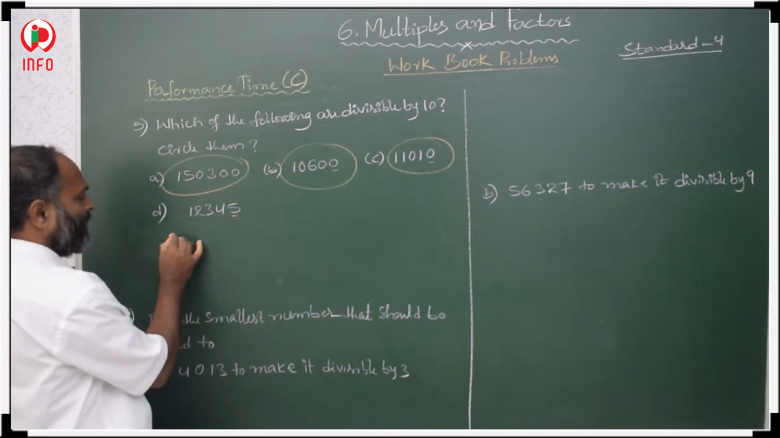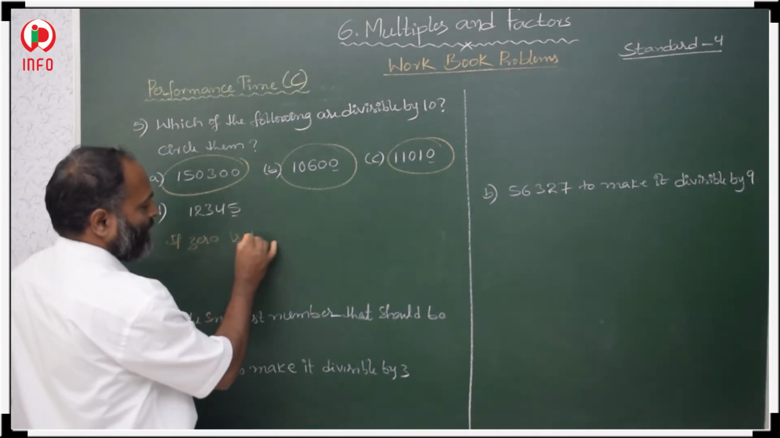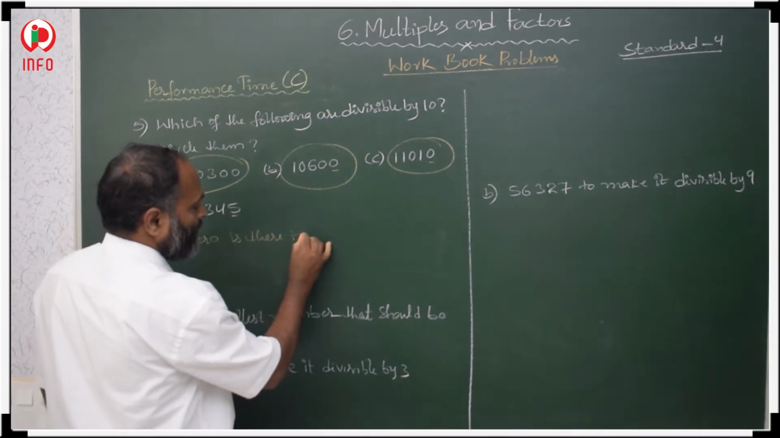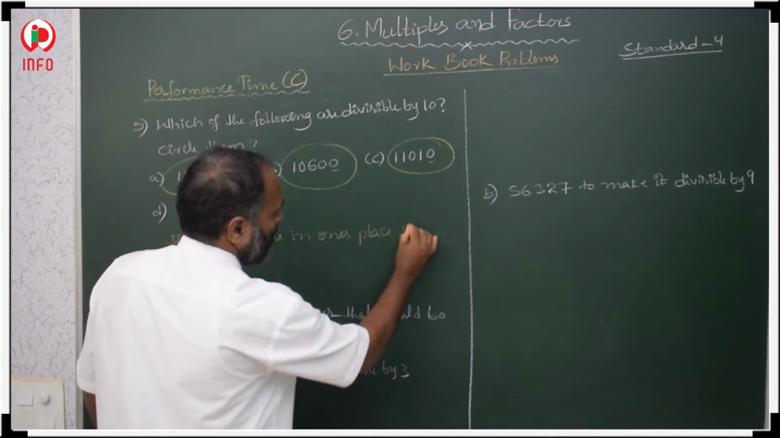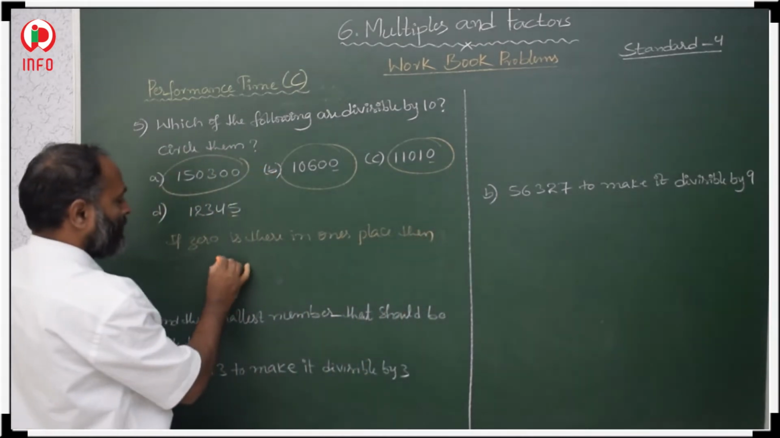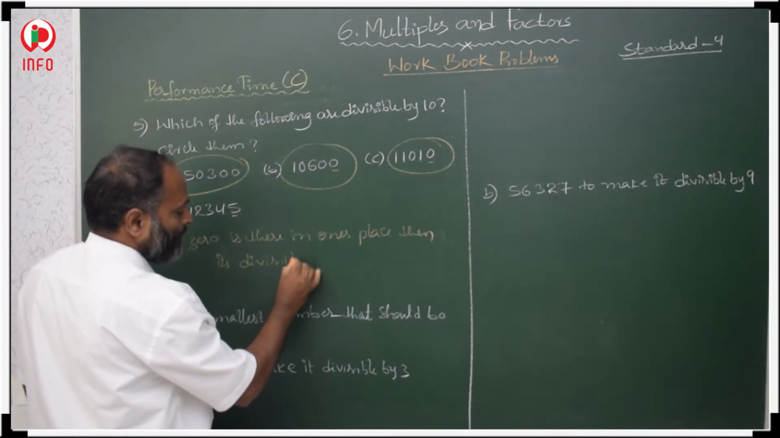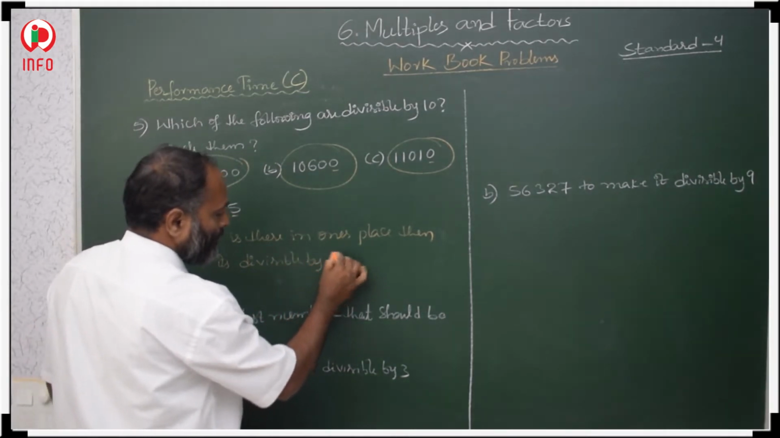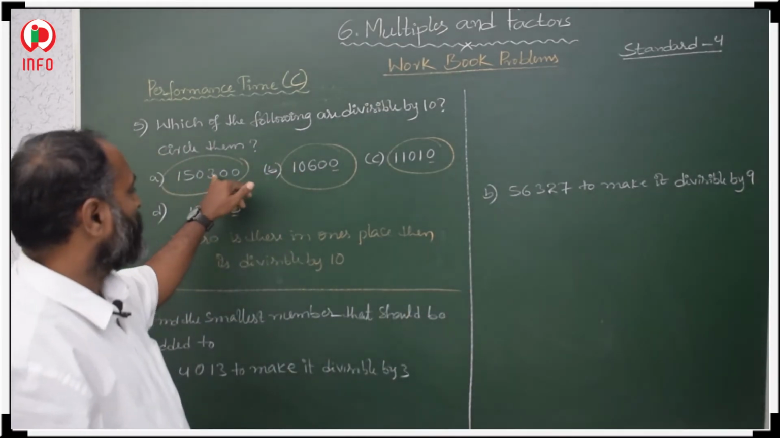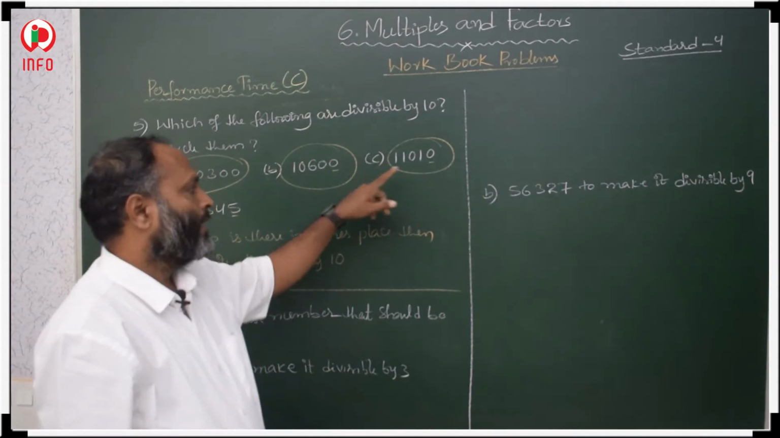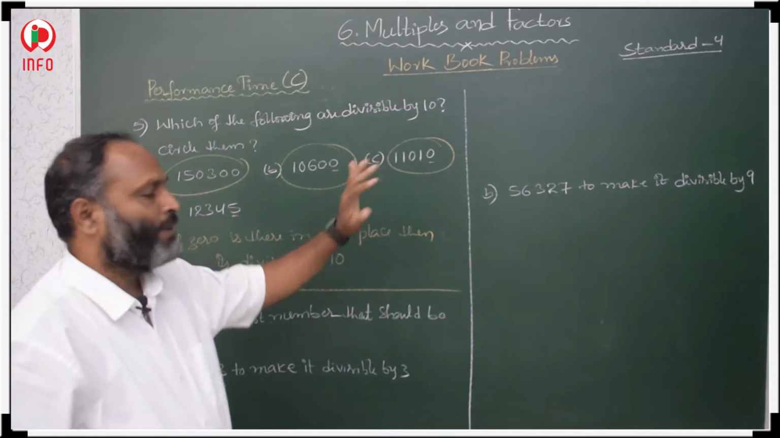So the condition is: if 0 is there in the ones place, then it is divisible by 10. In these three sums A, B and C, 0 is there in the ones place, so these three are divisible by 10.